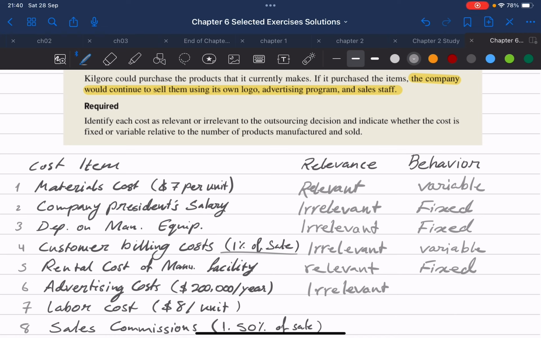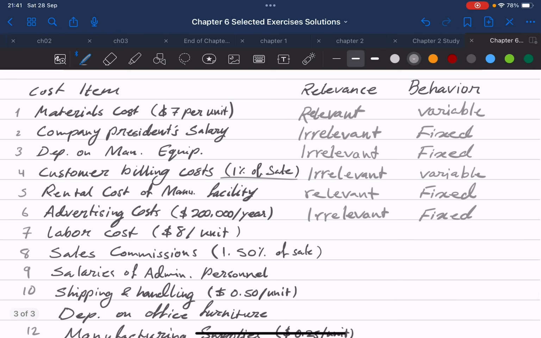Is it a fixed cost or a variable cost? It's definitely a fixed cost because, as you can see here, it says $200,000 per year. So that cost is going to be the same regardless of how many units they actually sell. So it's a fixed cost.